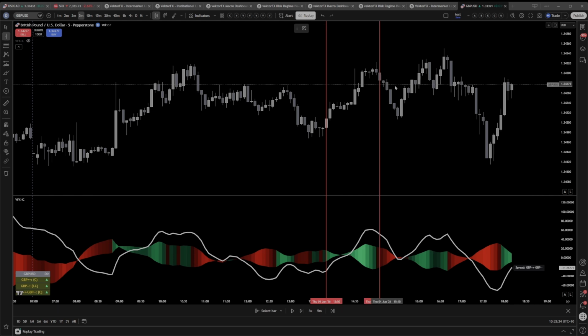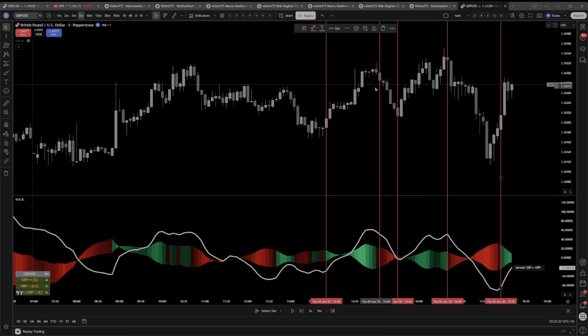I'll mark each of these moves to there, to there, and here. So down move, up move, up move, strong down move, as you can see here. So that is the synthetic snake. When used in conjunction with the synthetic spread, it is quite a powerful feature of this indicator.